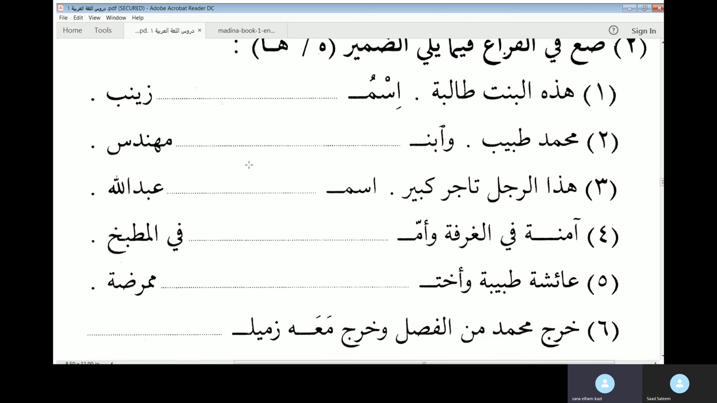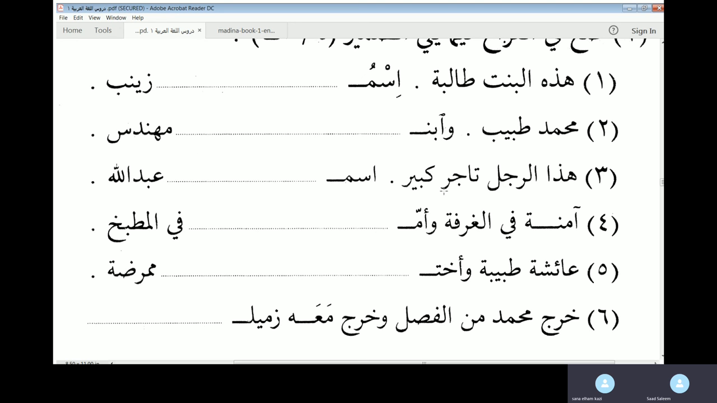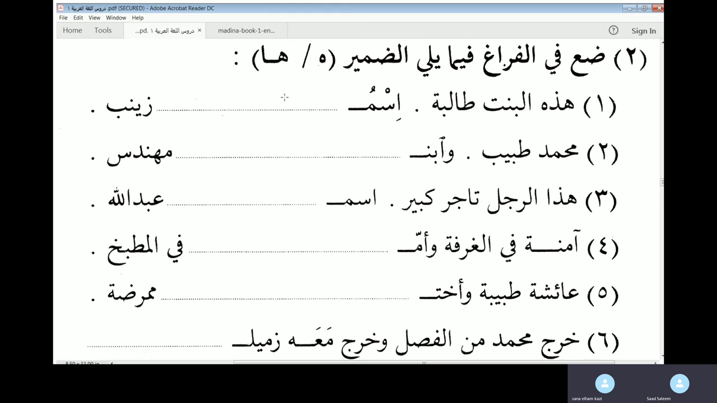Hazel Bintu Talibatun. This is not Hazel Bintu. Oh, okay, Bintu. Hazel Bintu Talibatun. This is not a Manut. This girl is a student. Bint is daughter. Yes. This girl, Al Bint means the girl. Girl, okay. Not daughter. This girl is a student. Ismuha Zainabu. Good. Her name is Zainab.